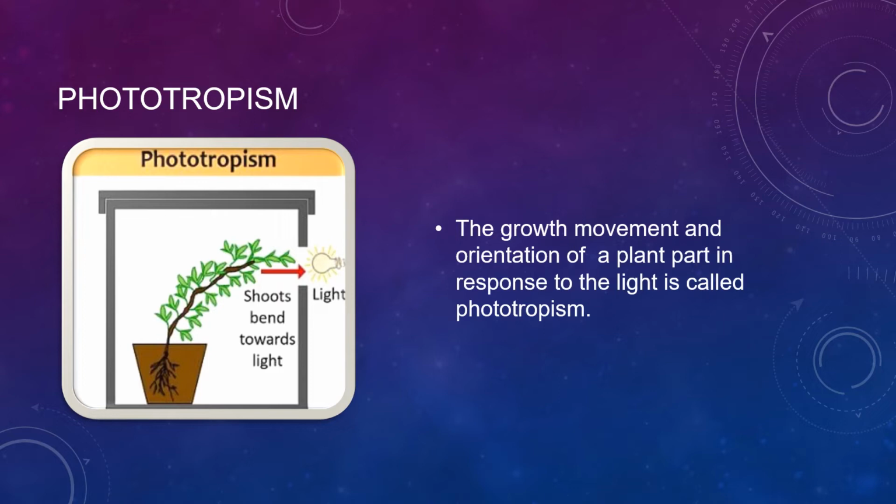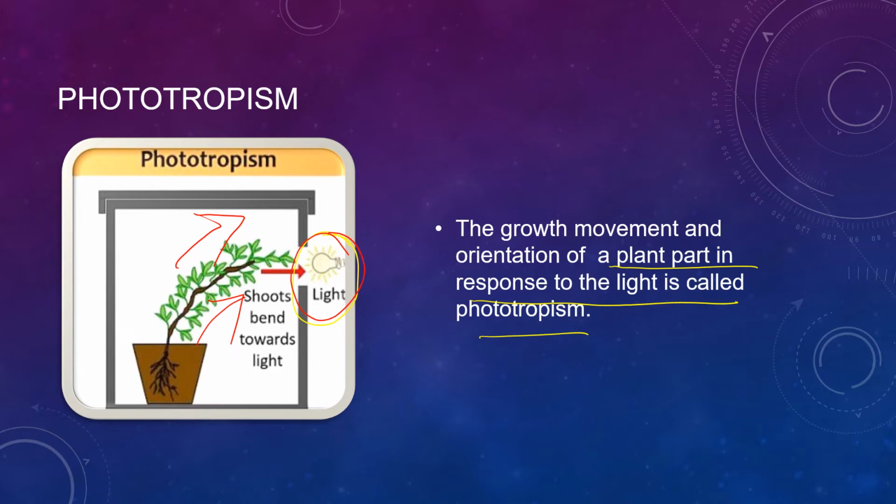Now first one is phototropism. What is phototropism? Phototropism is the growth or the movement in orientation of a plant part in response to light. Here the plant is moving towards the light source. That is, the shoot bends towards the light. Like if you place a sunflower near a window, you will see that the sunflower is always moving towards the sunlight. That is why it's called sunflower, and that is called phototropism.